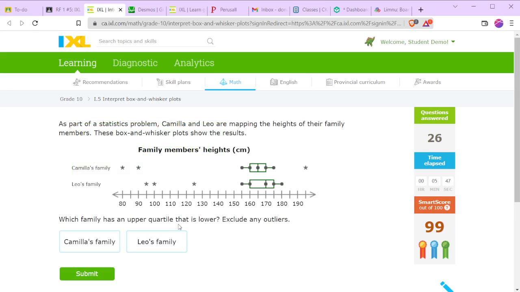And which has the upper quartile that is lower? That is Camilla's family. The upper quartile, again, is the right edge of the box.